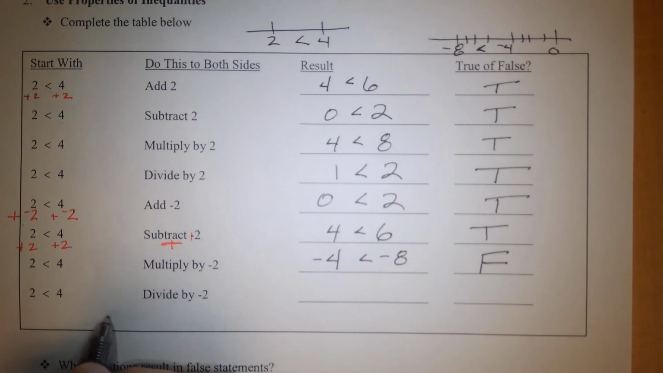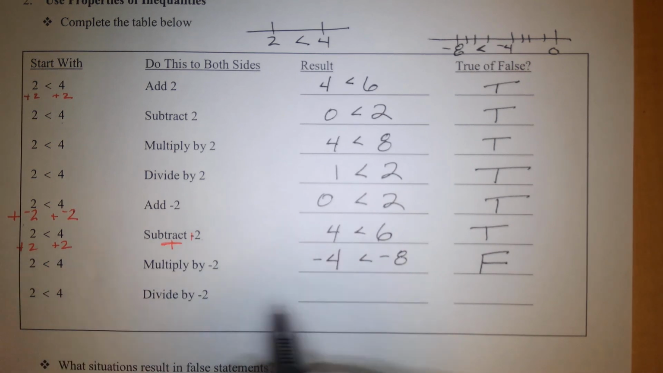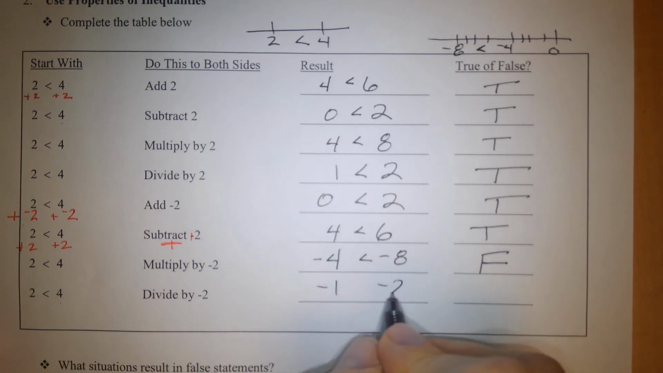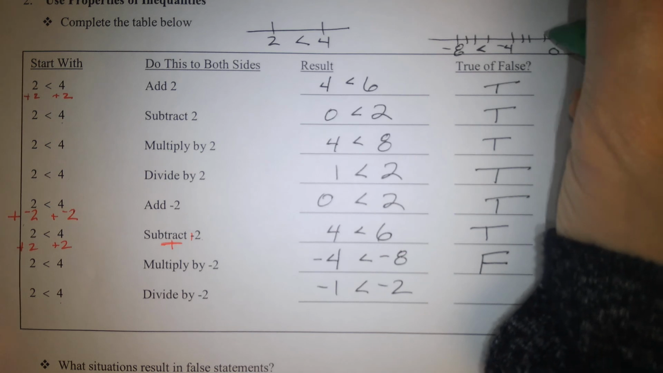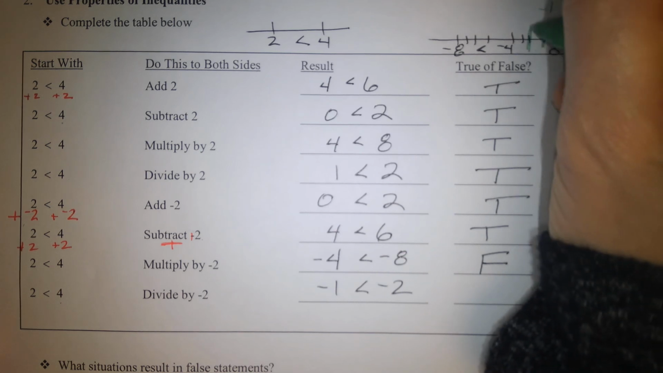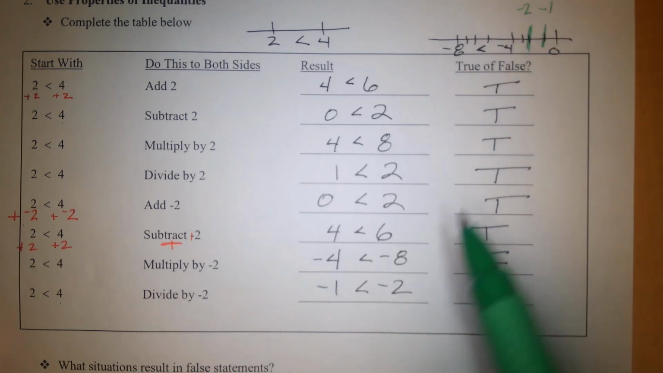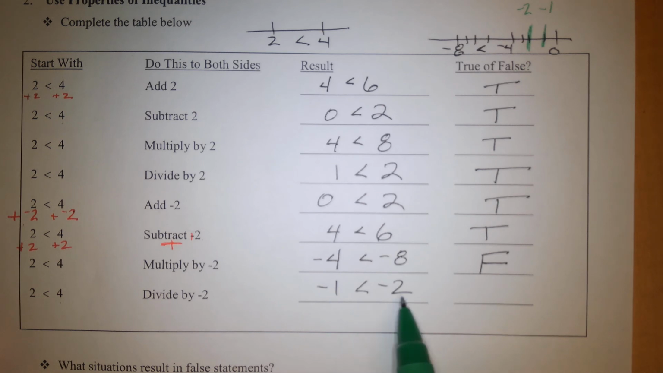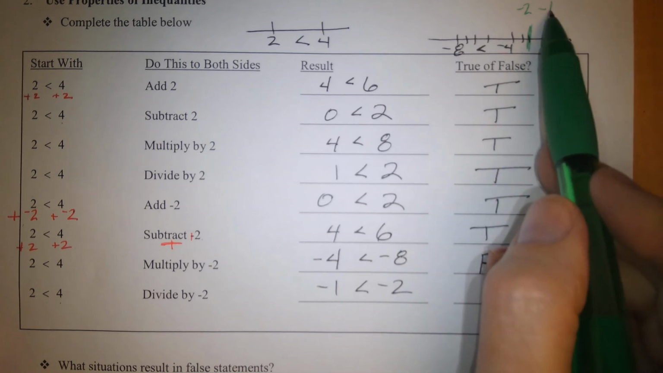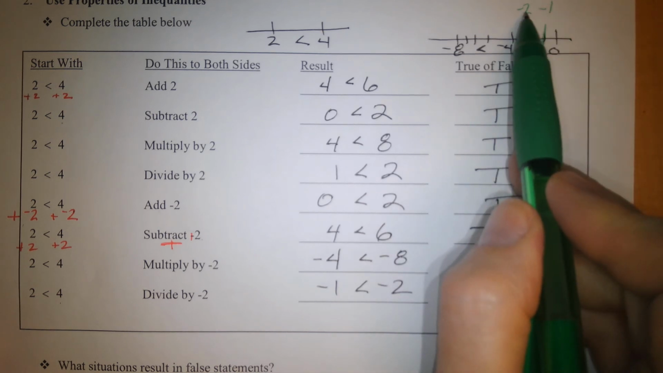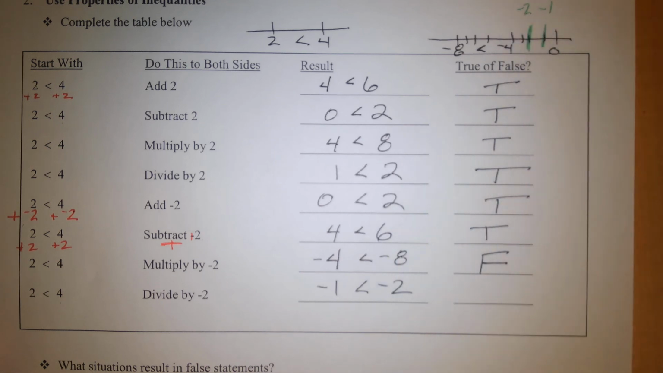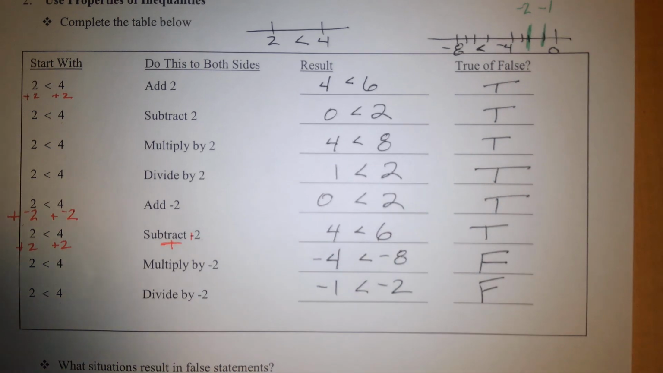How about if we divide by -2? If I divide this side by -2 and this side by -2, I get -1 is less than -2. Well, looking at the graph up here, here's -1 and here's -2, and negative 1 is not less than negative 2. Negative 1 is actually bigger than negative 2. So that is going to result also in a false statement.